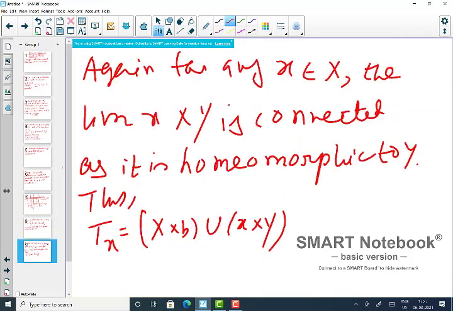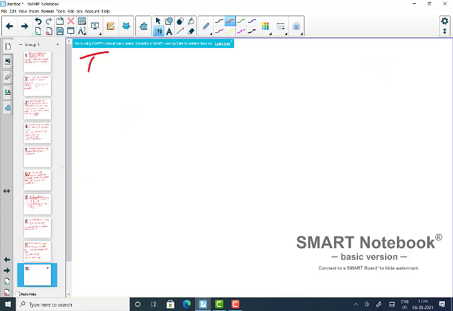These lines are connected, and you see that they have a common point, because the common point is (x, b). It is in both lines, inside the intersection of X cross b and x cross Y. In the last lecture, we proved that if you have a union of connected spaces such that the intersection is non-empty, then that union is also connected. So thus T_x is connected.